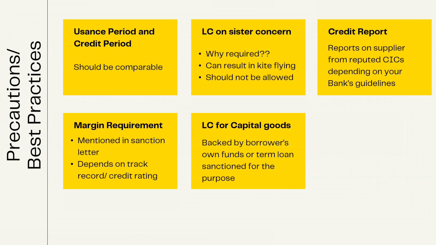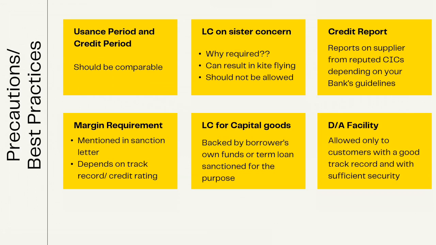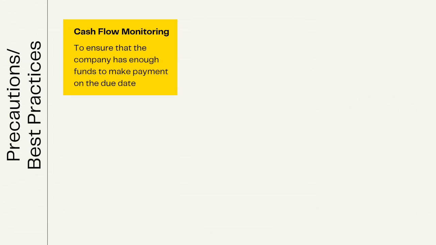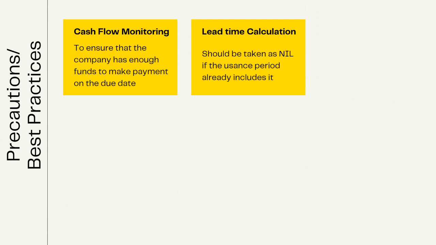Letter of credit for purchase of machinery or capital goods should be backed by borrower's own funds or term loans sanctioned for this purpose. Delivery against acceptance facilities should be allowed only to customers with good track record and with sufficient security to back the LC amount. It is advisable to monitor cash flow of the company to ensure that the company has enough funds to make payment on the due date. The lead time or transit time should be taken as nil if the usance period already includes it.